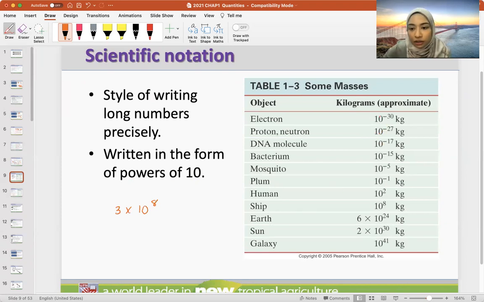And we have the electron, 10 to the power of -30 kilogram, and then the galaxy, 10 to the power of 41 kilogram. If this was expanded, it would be something around 9, 8, and so on, 41 digits. I don't appreciate that kind of number, so this is like a lifesaver. Scientific notation is sometimes very useful in situations like this.